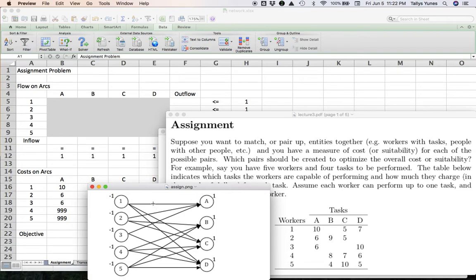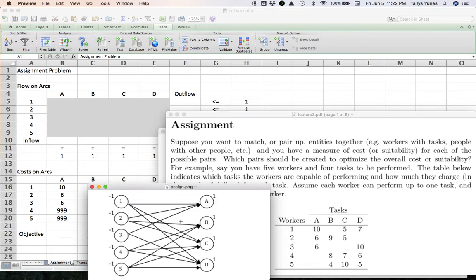And the arrows here link a worker node to a task node if, according to the table, the worker can do that job. So you see there's no arrow from worker 1 to task B because worker 1 cannot do task B. So this unit of service that's sitting here in worker 1 can't be shipped to the task B node, right?